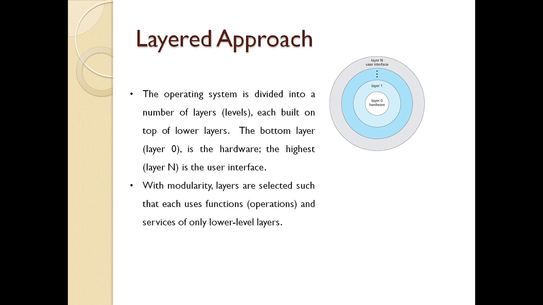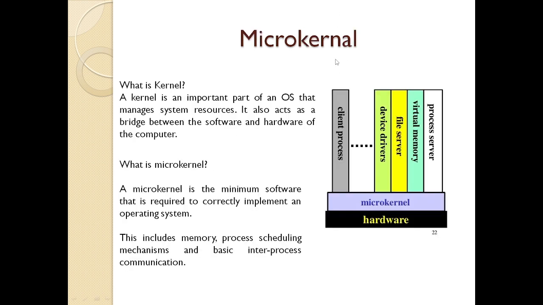To avoid these types of problems, we move to another type of operating system structure, called the microkernel system. A microkernel is nothing but a small kernel. In the 1980s, Carnegie Mellon University developed an operating system called Mach, a modularized kernel using the microkernel approach. This method structures the OS by removing all non-essential components from the kernel. The result is a smaller kernel, called the microkernel.